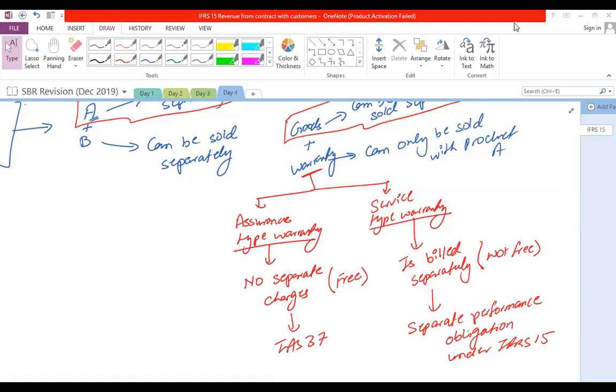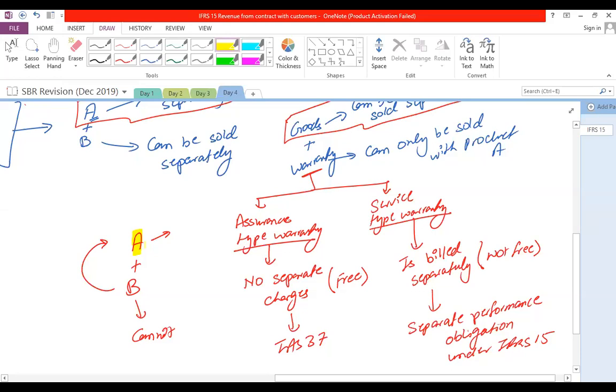Imran is saying, but warranty cannot be sold alone. So how is it a separate performance obligation? It can only be sold within something. Basically, Imran, if I say that there are two products, product A and product B, and product B cannot be sold separately. It can only be sold with A, but A can be sold separately. This means A is separate from B.